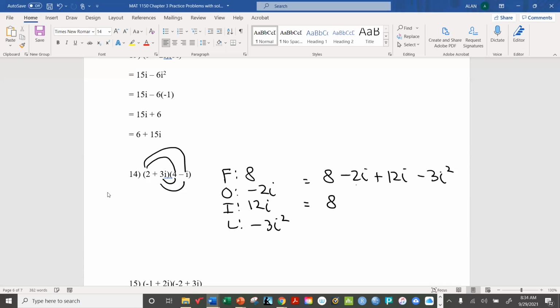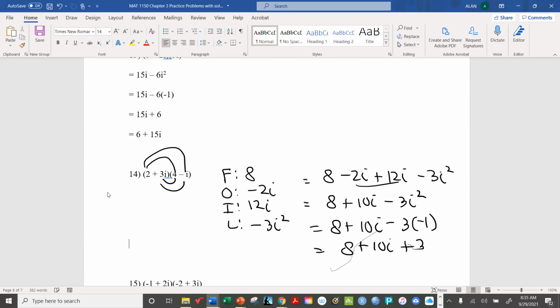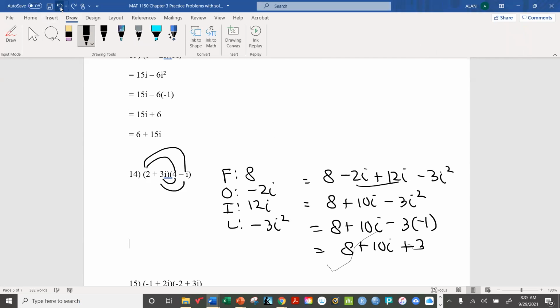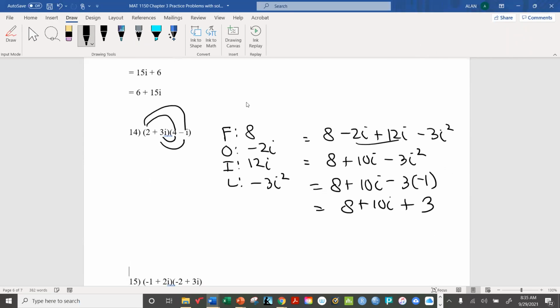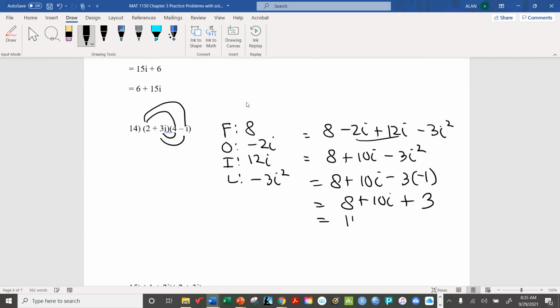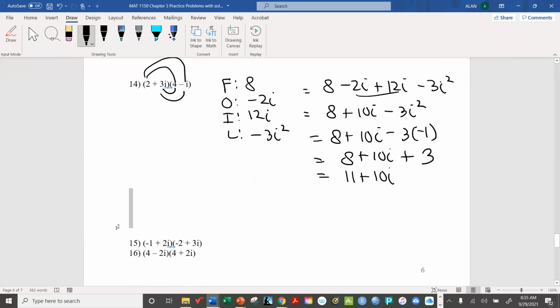Okay, so it's 8. Now these two, of course, combine to give us 10i. But of course, as usual, i squared is -1. So we end up, hold on, equals 11 plus 10i. All right, now the next one is also a FOIL.